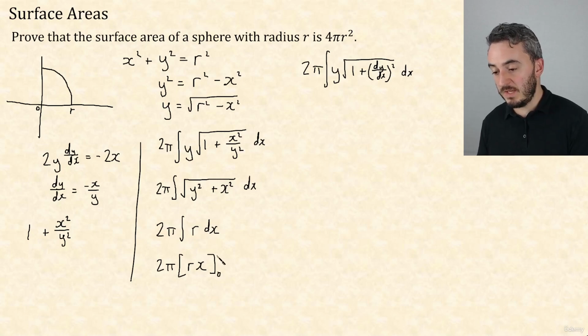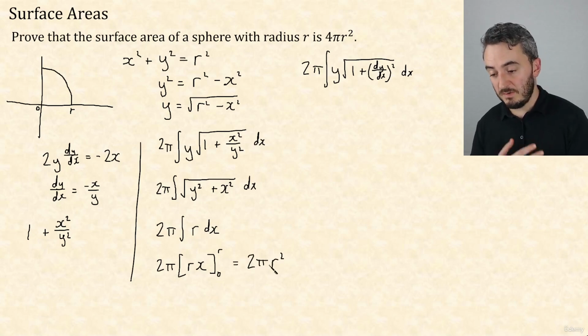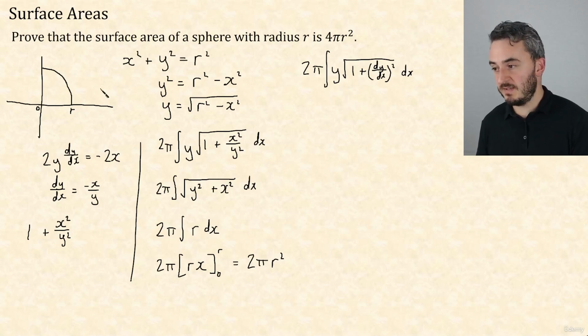And I'm going between 0 and r. So when I sub r in, I get 2 pi r times r is r squared. When I sub in 0, I get 0. So 2 pi r squared is the surface area of half of the sphere. So indeed, the surface area of the full sphere is 4 pi r squared.